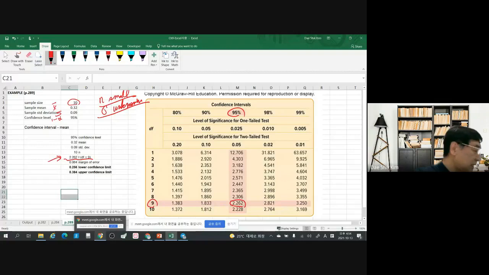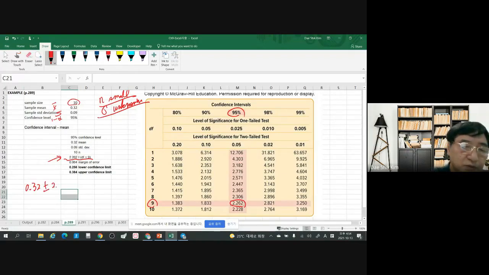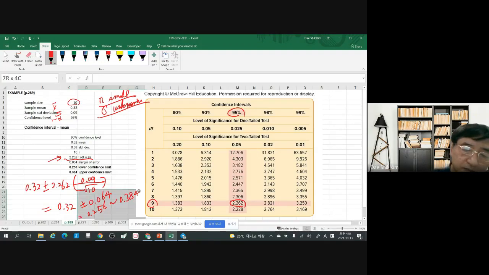With page 290, we have calculated this one. It's 0.32 plus or minus 2.262 times s, which is 0.09, divided by the square root of 10. This gives 0.32 plus or minus 0.064. We calculate the minus, which means 0.256, through 0.384. This is the interval range for the 95% confidence level.